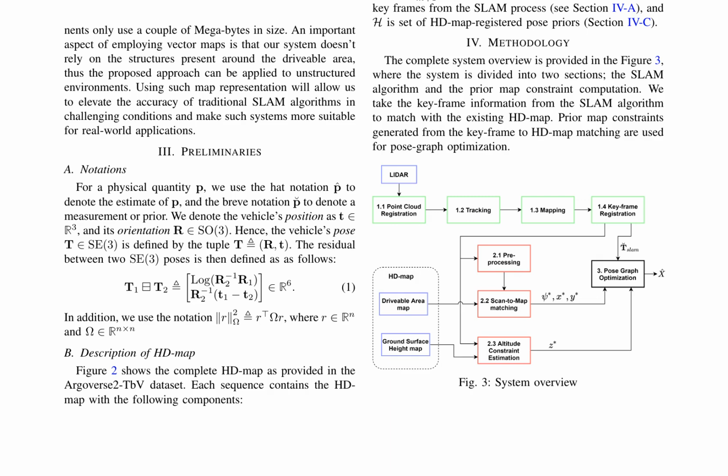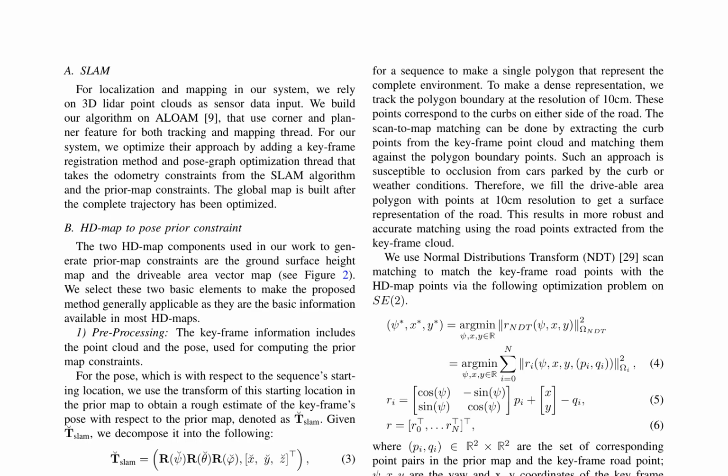The methodology involves a two-section system: the SLAM algorithm and the prior map constraint computation. The SLAM algorithm uses 3D lidar point clouds as input and builds upon the LOAM approach, incorporating keyframe registration and pose-graph optimization threads. The prior map constraints are generated by matching keyframes to the HD map. The authors describe the process of generating prior map constraints, including preprocessing, scan-to-map matching, and altitude constraint estimation.